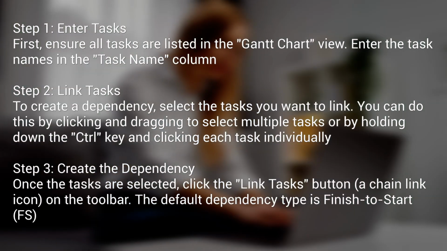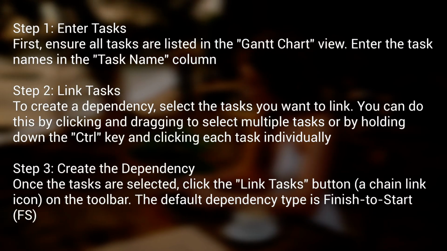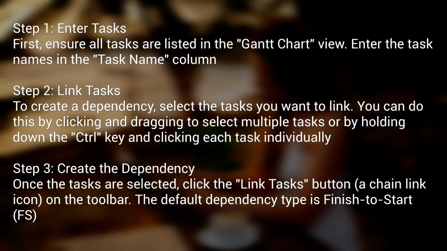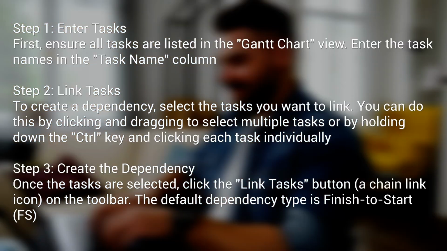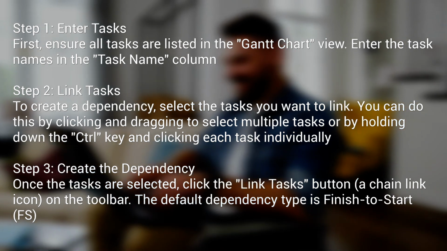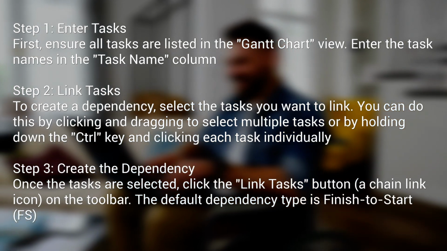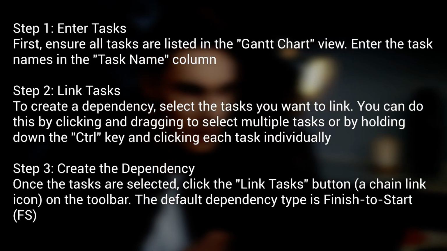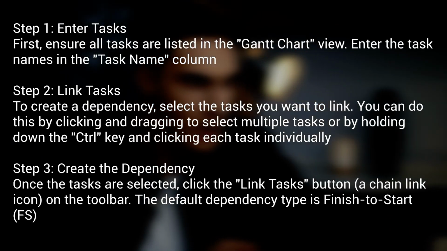Step 2. Link tasks. To create a dependency, select the tasks you want to link. You can do this by clicking and dragging to select multiple tasks, or by holding down the Control key and clicking each task individually. Step 3. Create the dependency. Once the tasks are selected, click the Link Tasks button, a chain link icon, on the toolbar. The default dependency type is Finish to Start (FS).